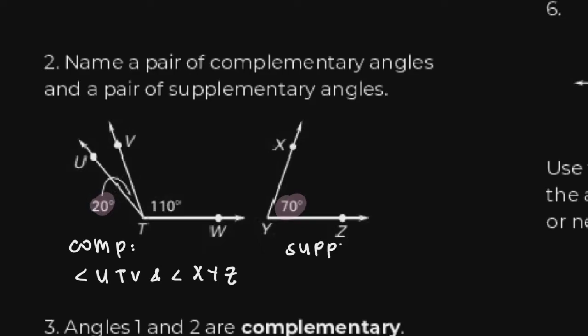Then for supplementary angles, those have to add up to 180 degrees. So with our three angles, that would be 110 and 70, and that will add up to 180. So that's angle VTW and angle XYZ.